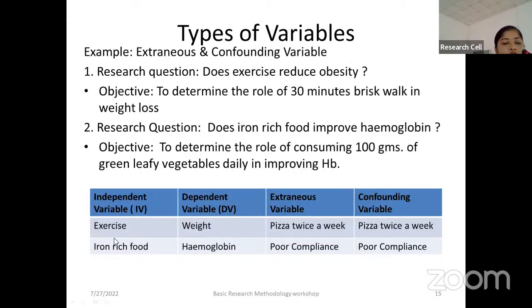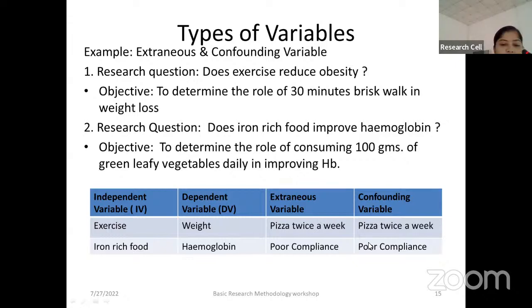So, for the above two research questions, we have exercise as the independent variable, weight as the dependent variable, and the extraneous variable may be, although the participant is exercising and having weight loss, we didn't consider that the person is also having pizza twice a week. So that would be something which will get your study into a negative sign. So rather than having a weight loss, a person will have weight gain. And if not thought of and removed on time, the same thing will result in a confounding variable, and after completing your study, you'll move to a negative side, and that will act as a confounding variable.